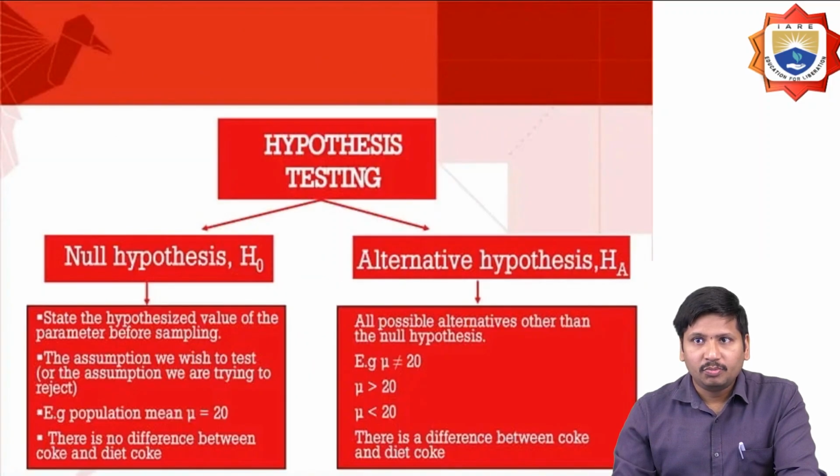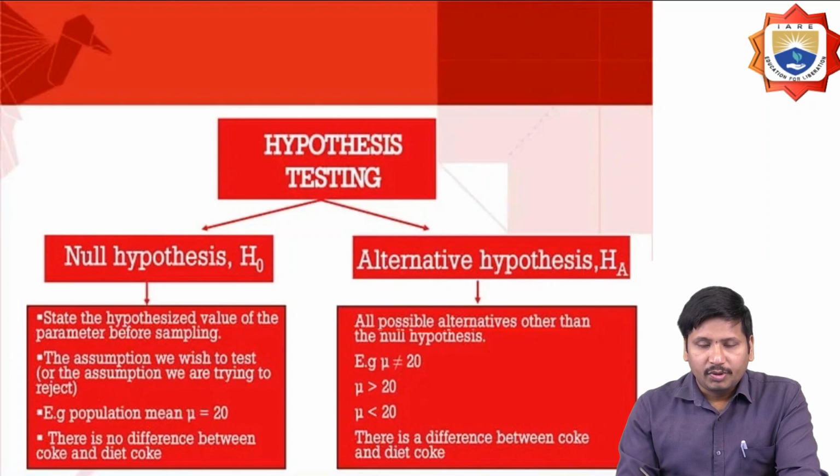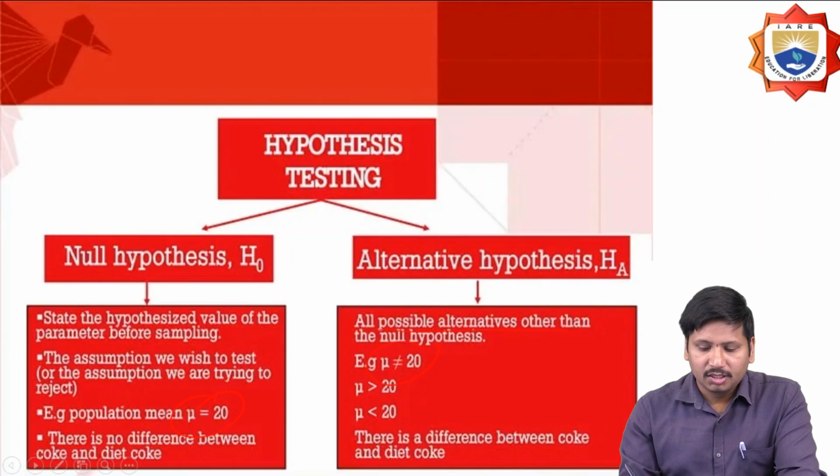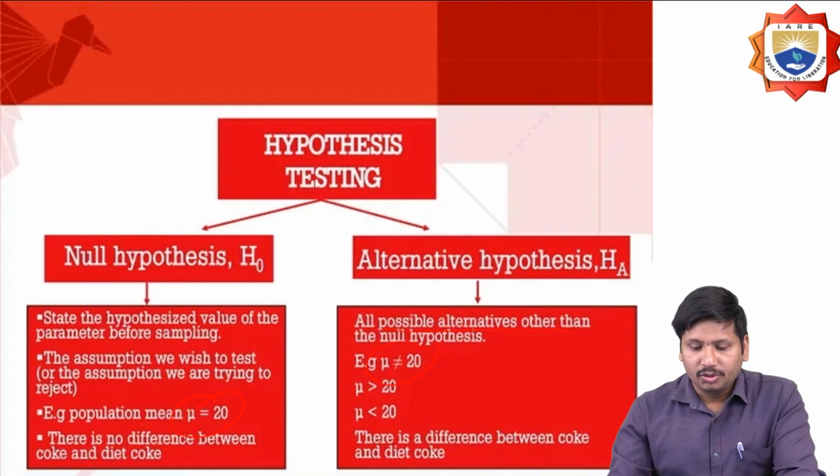Normally this is classified into two types: null hypothesis and alternative hypothesis. The null hypothesis states a hypothesized value of the parameter before the sampling, and the alternative hypothesis considers all the possible alternatives other than the null hypothesis. For example, suppose the population mean is equal to 20, then the alternative is that it is not equal to 20. Or suppose there is no difference between Coke and Diet Coke, and if there is a difference, then it is the alternative hypothesis.